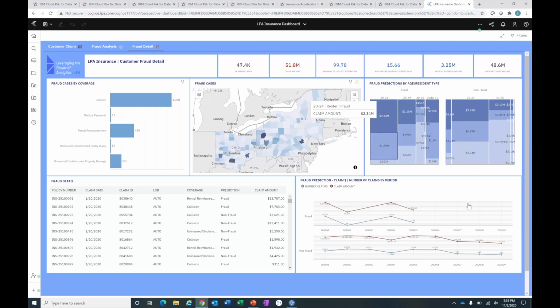We have the predicted fraud by time periods. We can view a trend over time. Again, this is over the course of this year. And we have some information on the policy level, some information about the claim date, et cetera, claim amount. Now, if we want to look in more detail for the fraud information, let's go ahead and actually drill through to a detailed report.